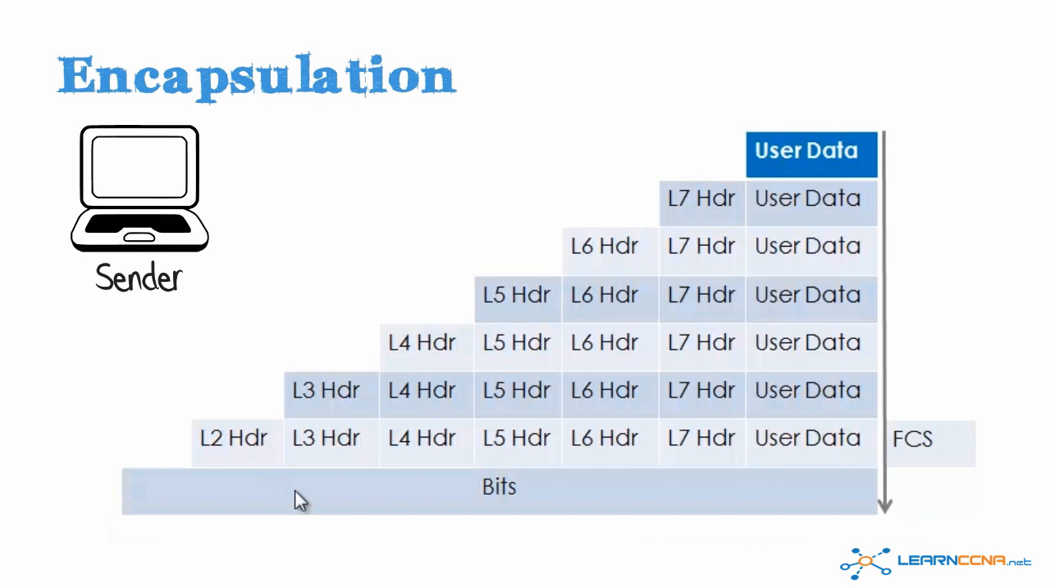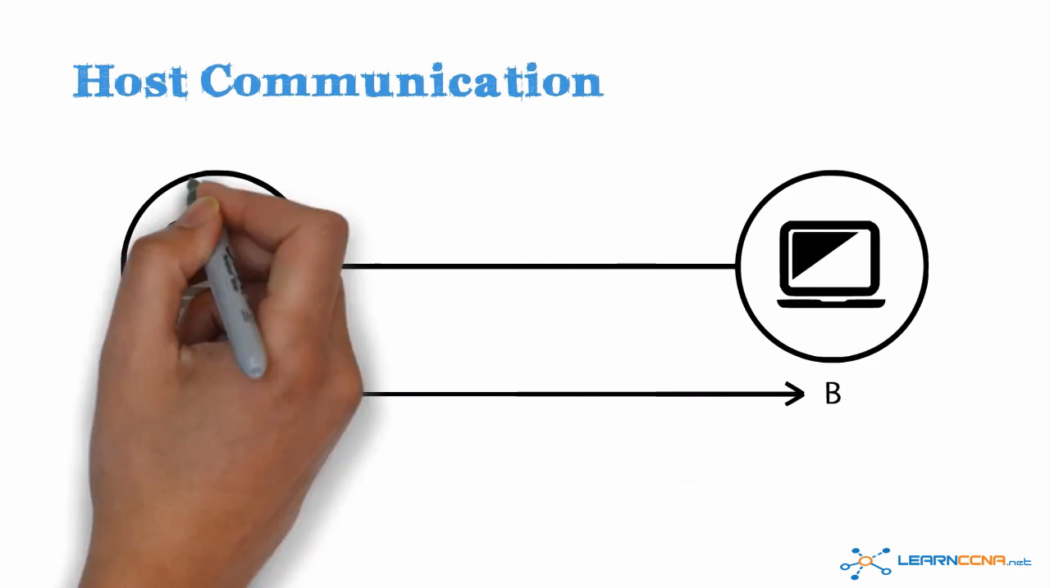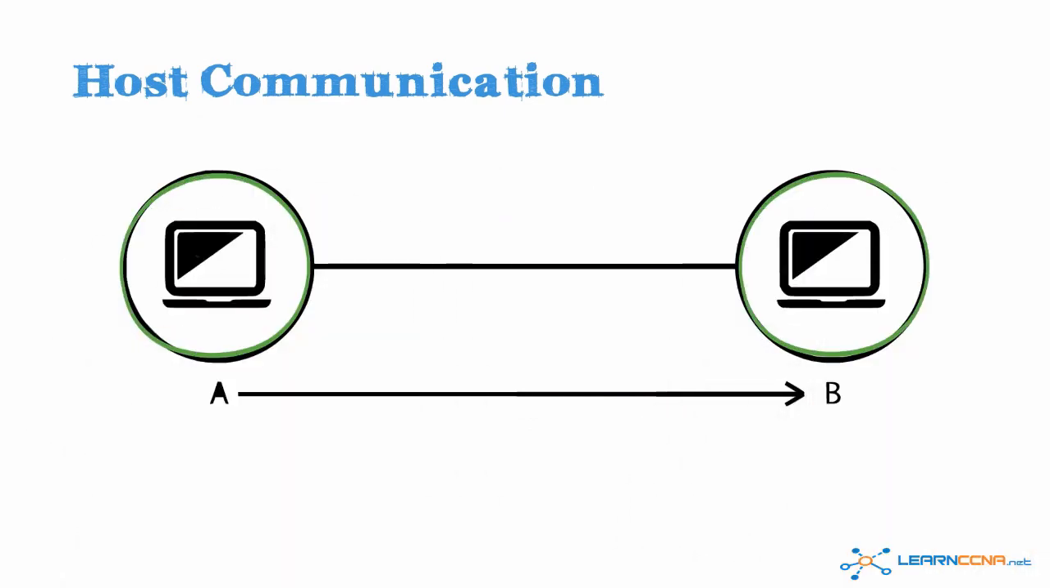But please note that the sender is transmitting the data, it is encapsulated at each layer of the OSI model and is then transmitted to the receiver. So A is sending the data to B. This is a very simple network where I've got two PCs connected back to back with, say, a crossover cable.